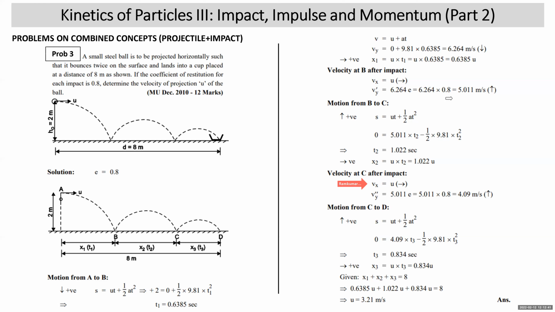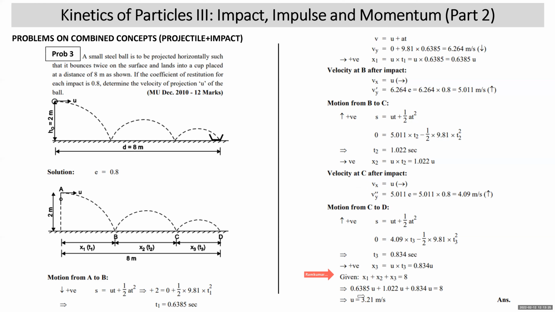So 5.011 is the velocity at C, and the horizontal component of velocity remains the same. The vertical component of velocity is 5.011, so the velocity of the ball at C is going to be multiplied by e: 5.011 e, which is 4.09. Then we take motion from C to D. When we take motion from C to D, again vertical motion, s equal to ut plus half gt squared, and s is 0. The initial vertical velocity is 4.09 into t3 minus half into g into t3 squared. So you get t3. Then x3, with the horizontal component of velocity remaining the same, is u into t3. You got 0.834.